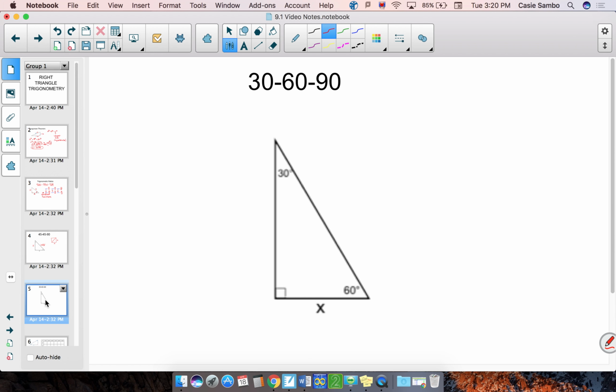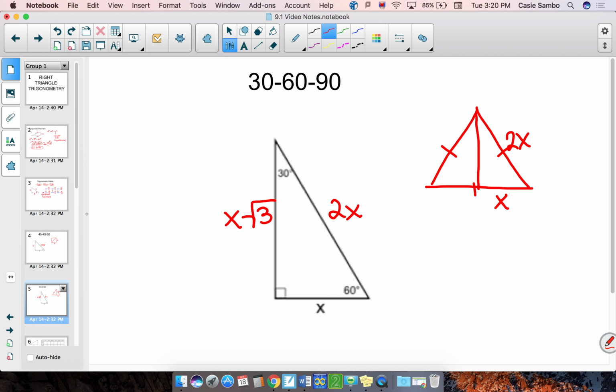We have another special case, which is our 30, 60, 90. These come from our equilateral triangles that have just been cut in half. So if this is a full length, then this would be half of that length. So what we're actually going to call this is we're going to call the shorter side x, and we're going to call this longer side 2x. Again, if we use our Pythagorean theorem then, we would find that the height is x square root of 3.